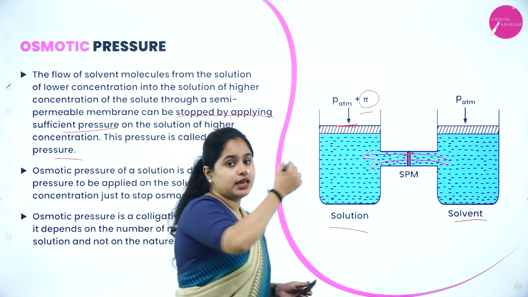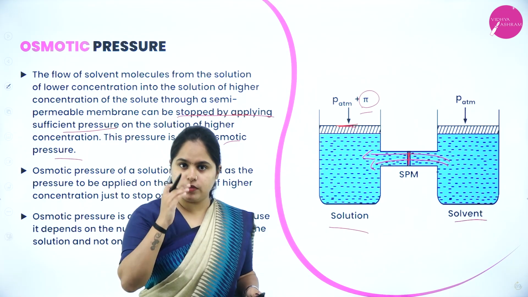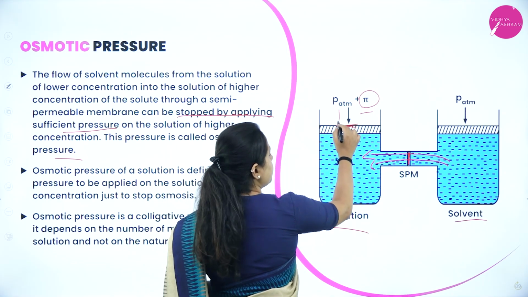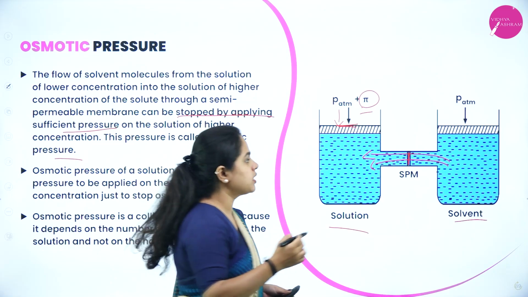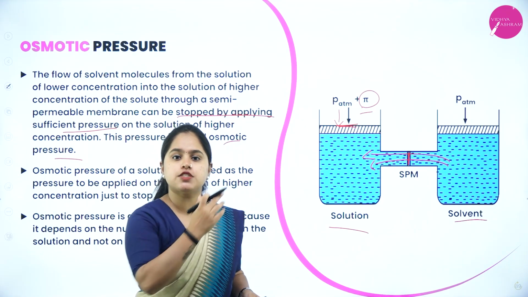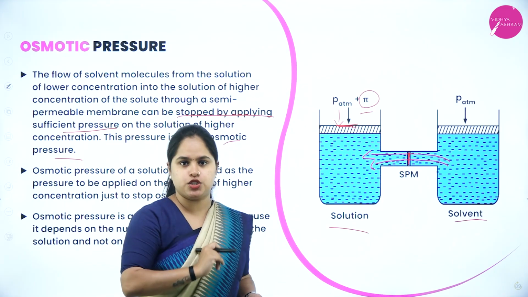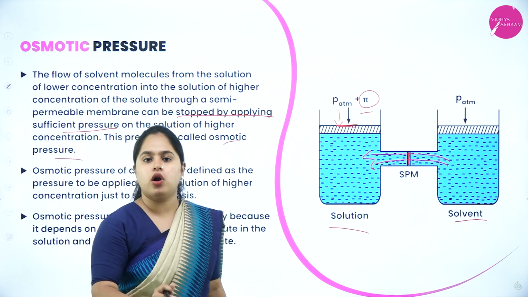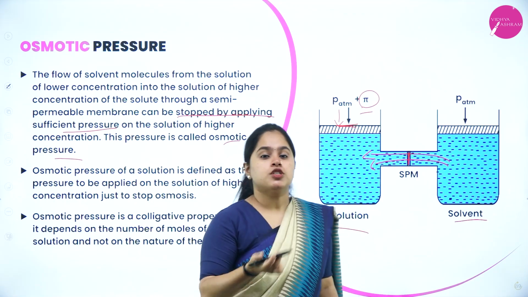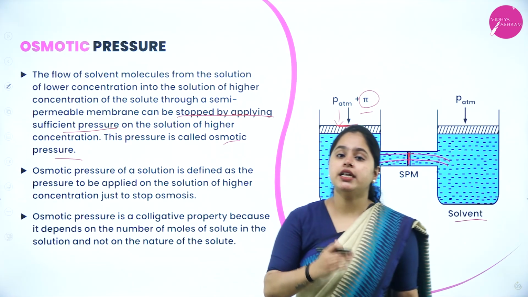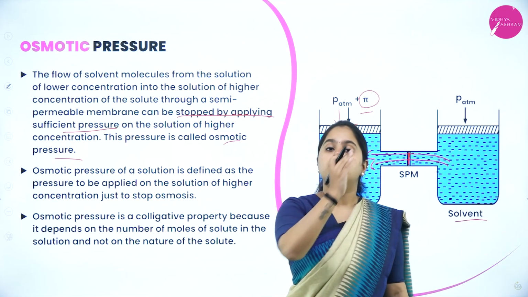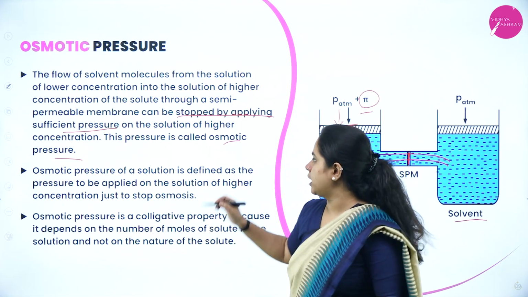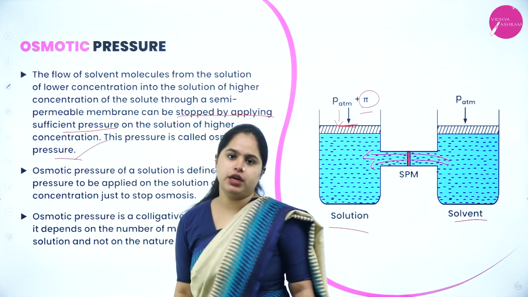So we keep on increasing the pressure on the solution side. At a point, what happens? The flow of the solvent particles from the solvent to the solution will be stopped. So that pressure is called osmotic pressure. That pressure which needs to be applied to stop the flow of solvent particles from the solvent to the solution side is called osmotic pressure.